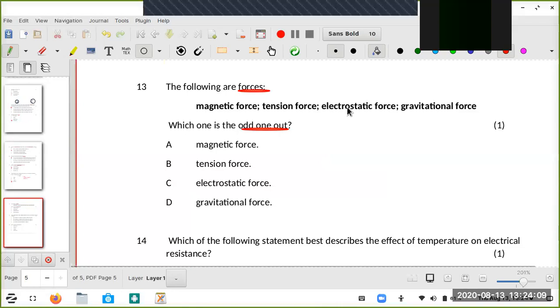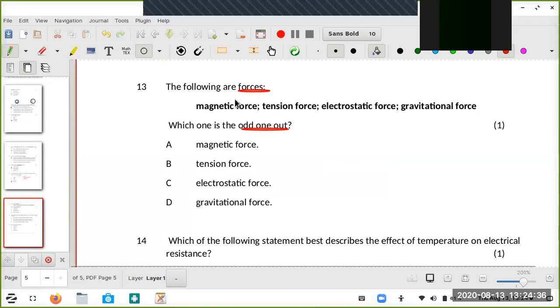Electrostatic, field forces. Gravitational, field forces. So we can then say tension is out of order because it is the only kind of force which does not belong to field forces, right? So which means we can say tension. But before we finally say tension, let's check.